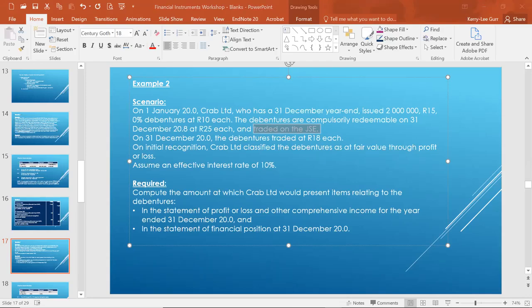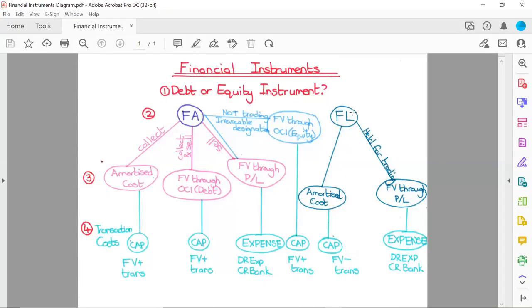If we look at our PDF here, if they were silent and we had a financial liability and they didn't tell us that it was fair value through profit or loss, we saw that it's traded on the JSE, so it's held for trading, therefore fair value through profit or loss. So they actually didn't need to be so kind and tell us the measurement. We could have worked that out ourselves and said, well, they gave us that information and said it's held for trading on the JSE, therefore we have fair value through profit or loss. Okay.